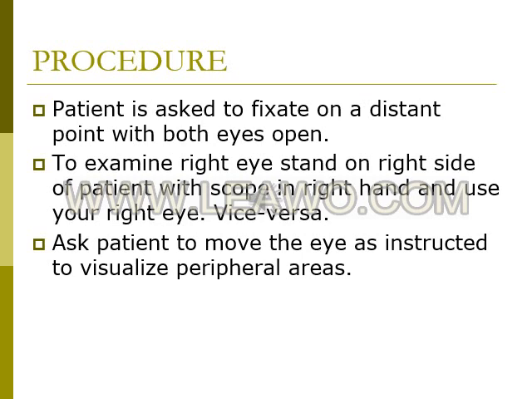How do you do a direct ophthalmoscopy examination? The patient is asked to fixate on a distant point with both eyes open. To examine the right eye, stand on the right side of the patient with the scope in the right hand and use your right eye, vice versa for the left eye. Ask the patient to move the eye as instructed to visualize the peripheral areas.